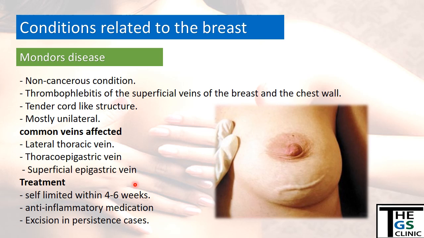Treatment: do we need to treat this condition? Usually, most of the time, it's self-limited, and the patient will be satisfied with simple analgesia and warm packing, and that's all that is needed. But sometimes it's resistant and stays, and we need to do excision, and maybe send it for histopathological examination. We can use anti-inflammatory medications in some cases, but usually Mondor's disease is a self-limited condition.